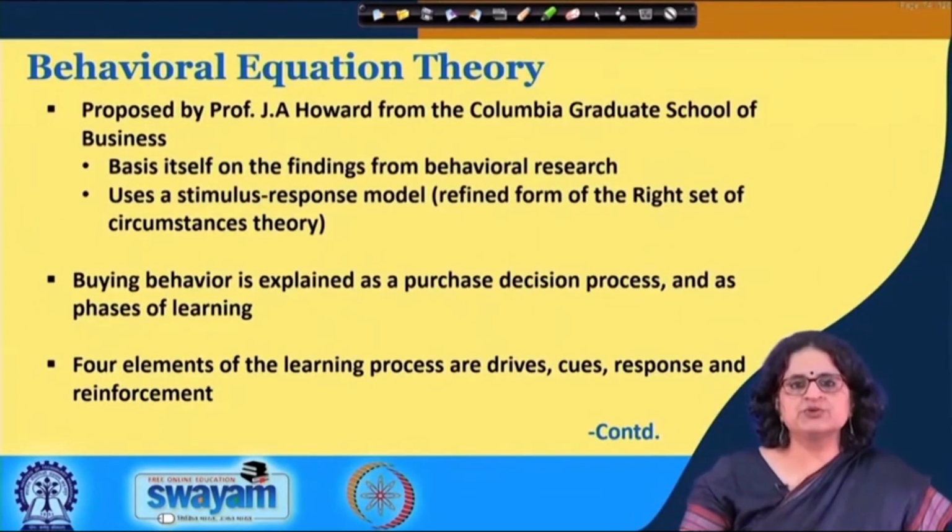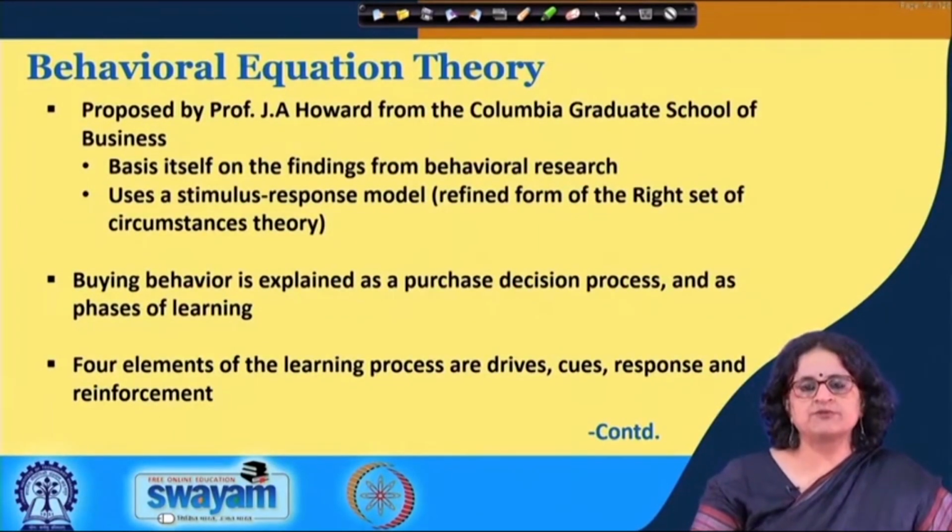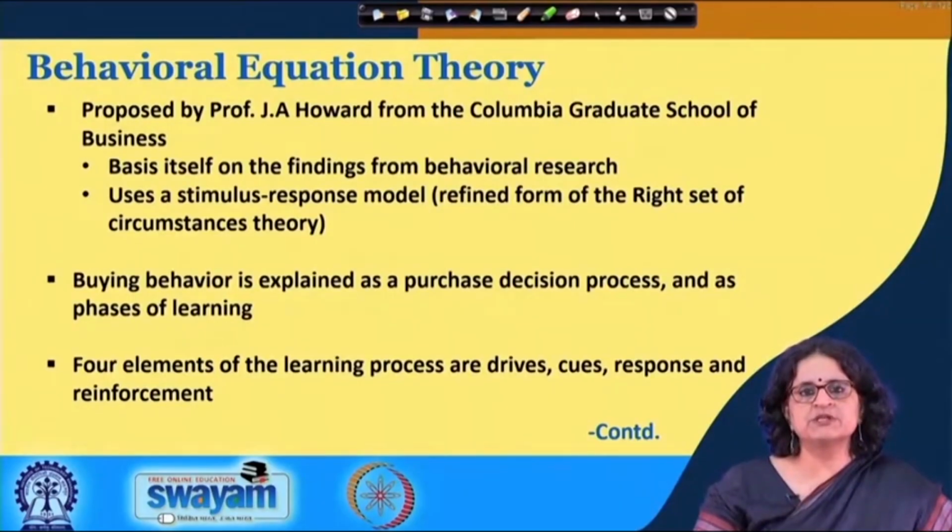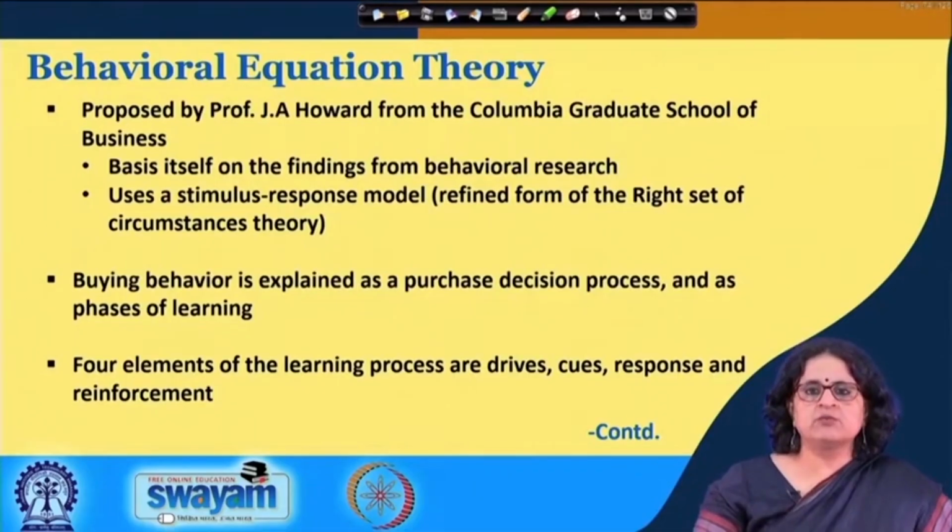Now, the behavioral equation theory was proposed by Professor Howard from the Columbia Graduate School of Business, and it bases itself on the findings of behavioral research. It is a combination of both a buyer and a seller oriented theory of selling, and based on behavioral research it uses the stimulus response model. In one way it is also a refined form of the right set of circumstances theory.